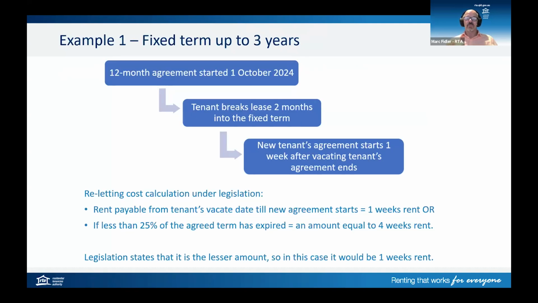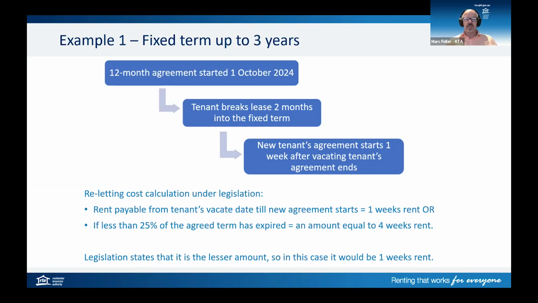In this first example, we have a tenant on a 12-month agreement that started on the 1st of October 2024. The tenant breaks lease 2 months into the fixed term. The managing party finds a new tenant and their tenancy starts 1 week after the vacating tenant's agreement ends. Let's consider the reletting costs permitted under legislation.